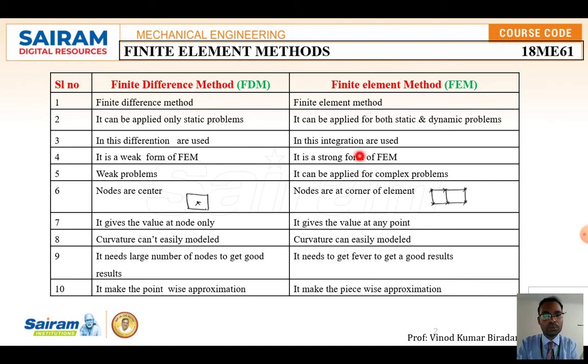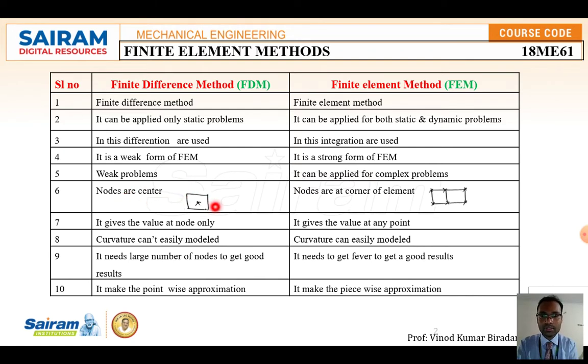Here any type of problem, even with more than two loadings or a body composed of different materials, we are going to solve using the finite element method. That is the meaning of weak and strong. Some weak problems we cannot solve using the FDM method. Coming to the finite element method, it can solve complex problems, that is, very highly complicated problems, which we can solve by the finite element method.